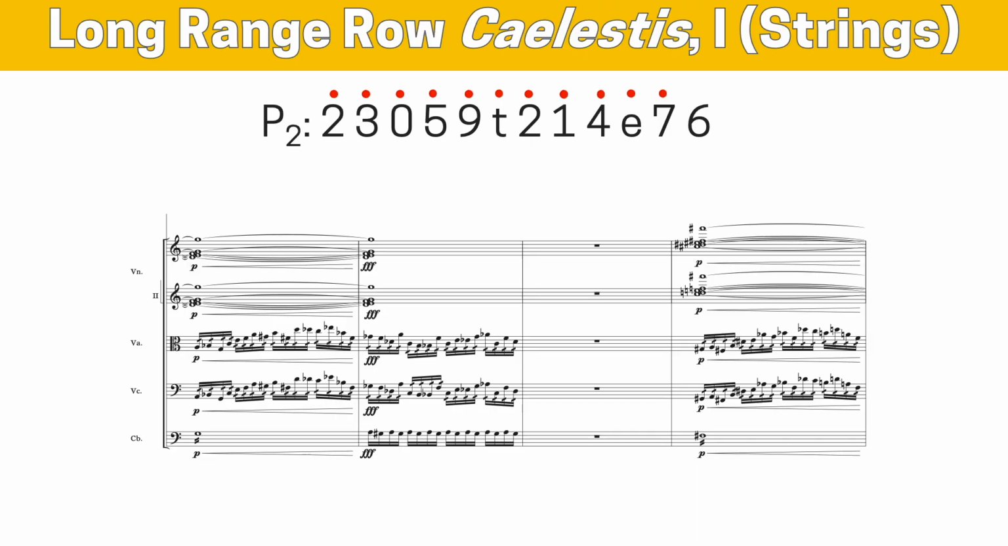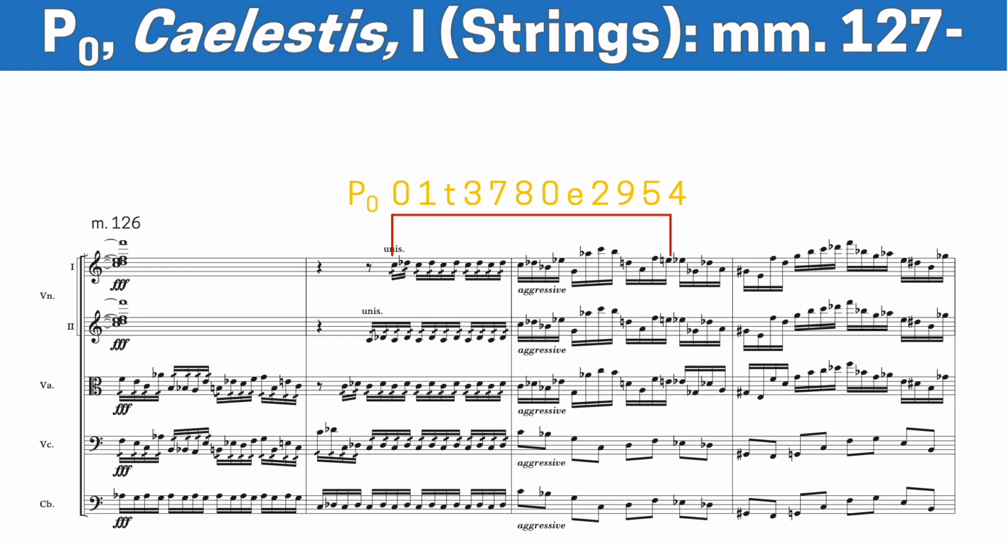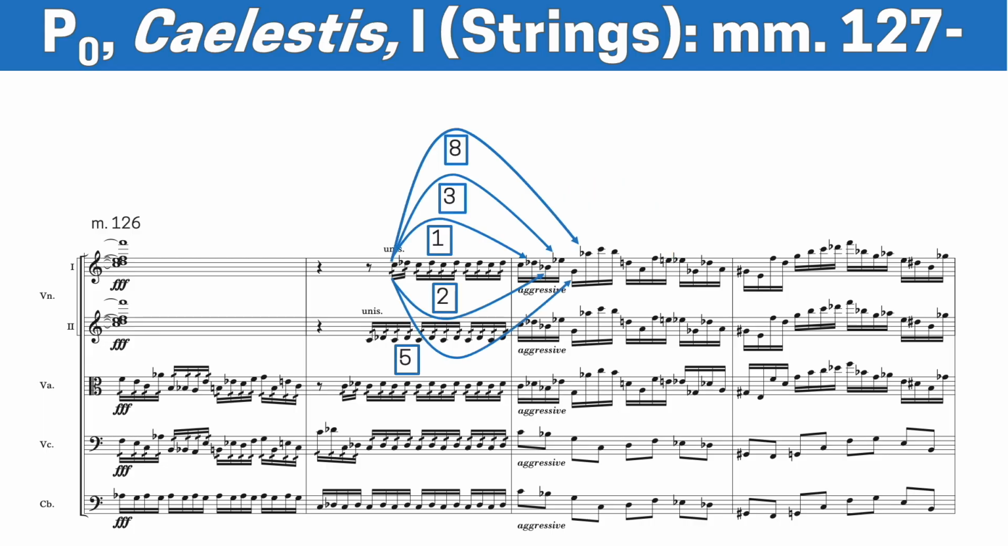And finally, the row series concludes with F sharp, the pitch class that's missing from P0. With the conclusion of P2, we have the arrival of P0 presented in its conventional form as shown here. Let's listen to this arrival of P0 at measure 127.